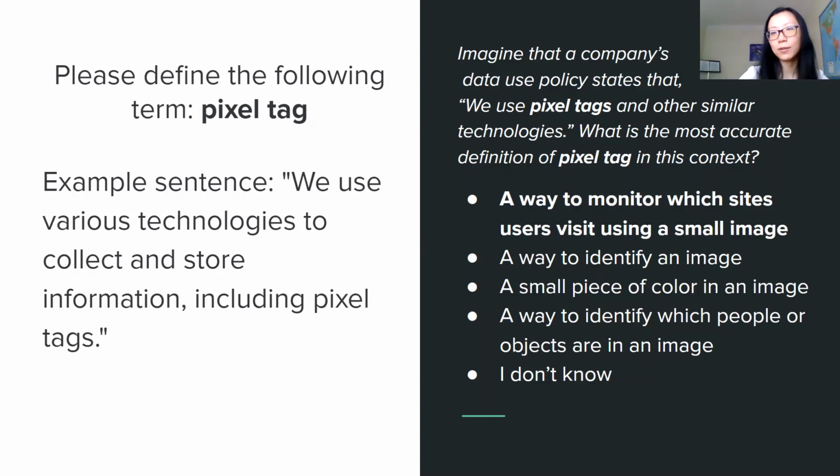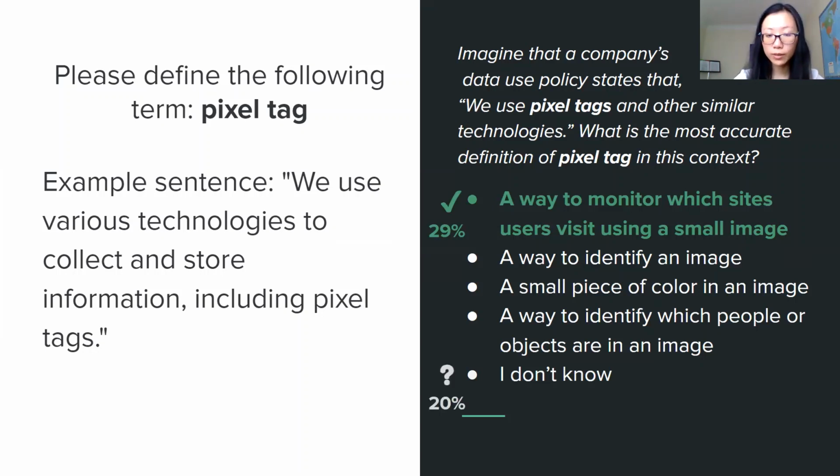So how well did people do in our main study? Well, 29% of users said the correct answer, so good for them. 20% of users said, I don't know, which is also super valid, right? Because we wanted to give users that knew they didn't know what a term meant the option to select that rather than randomly guessing, so we could reduce noise.